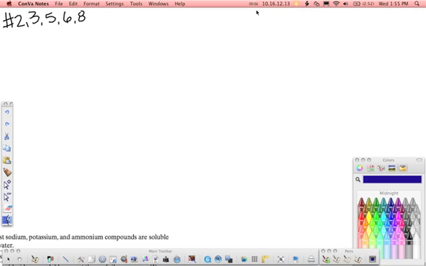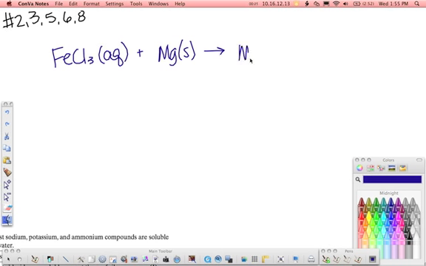All right, doing the last two example problems here. We have FeCl3, which I tell you is aqueous, plus solid magnesium gives way to magnesium chloride, which we're going to have to figure out what that is, plus iron, which again, we're going to have to figure out what that is.